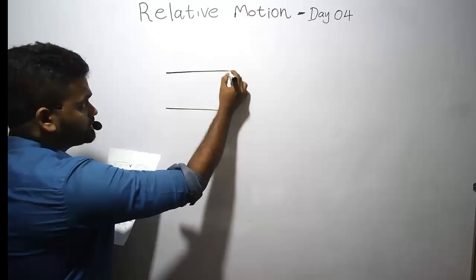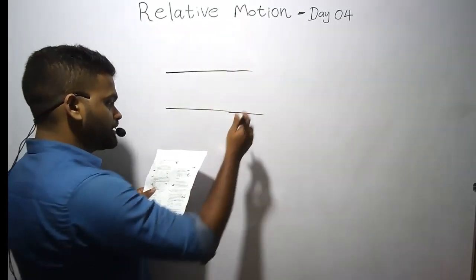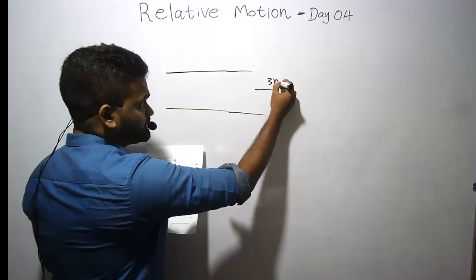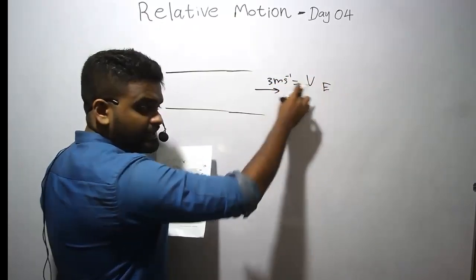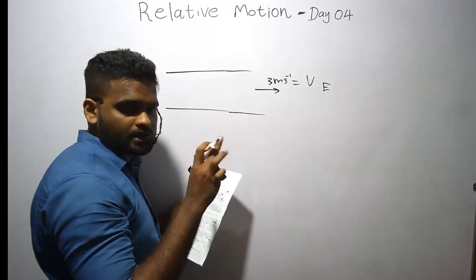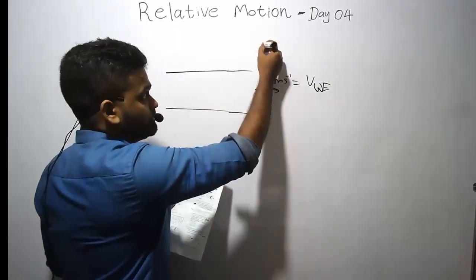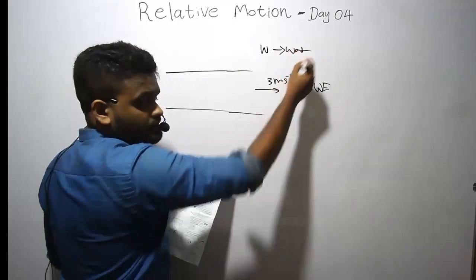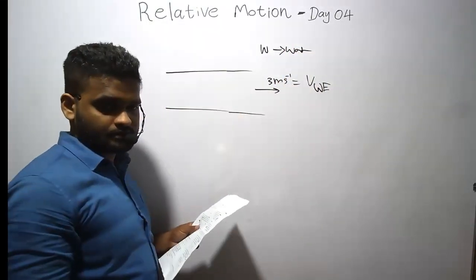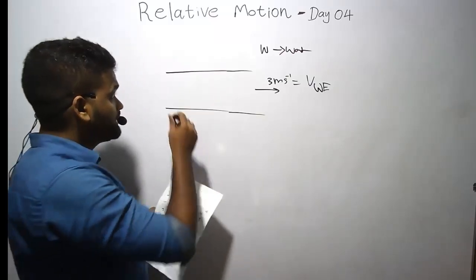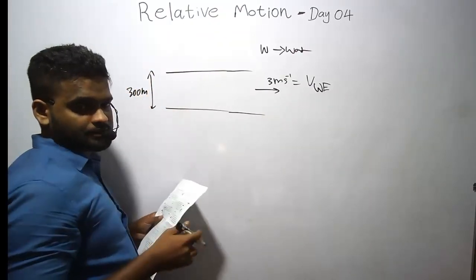So you have a river, and the river is flowing at 3 meters per second. It is obviously relative to earth. Here river means water, right? Water is flowing, so I'm putting W here. W means water, or the river. This is relative to earth. And the width is given as 300 meters.